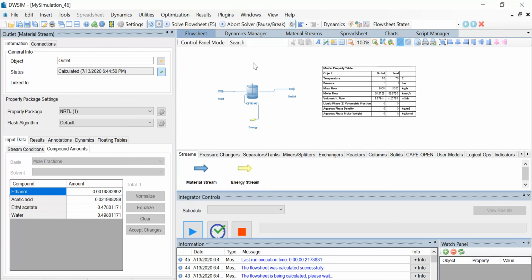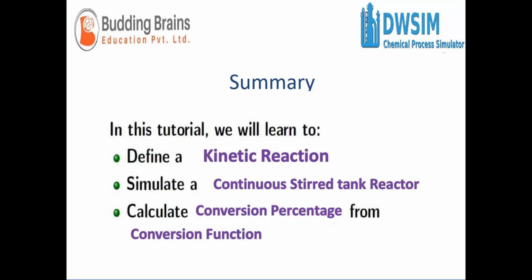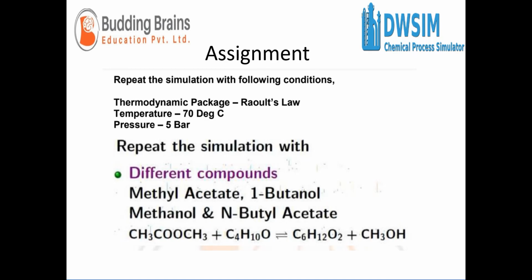We have successfully come to the end of the tutorial. In this tutorial, we defined a kinetic reaction and we simulated a CSTR, and we also found the conversion percentages of the reactants, which was almost equivalent to 100%. You can use this example and you can try to simulate a CSTR in DWSIM.